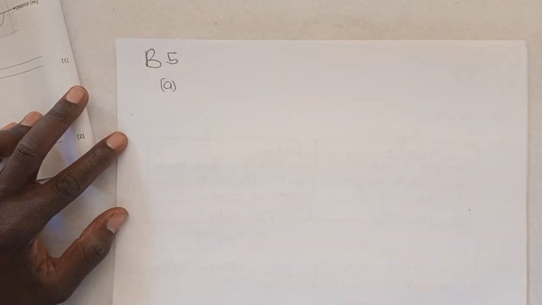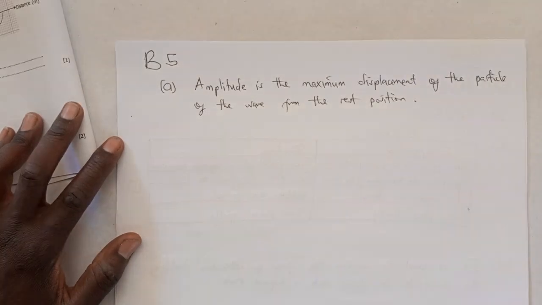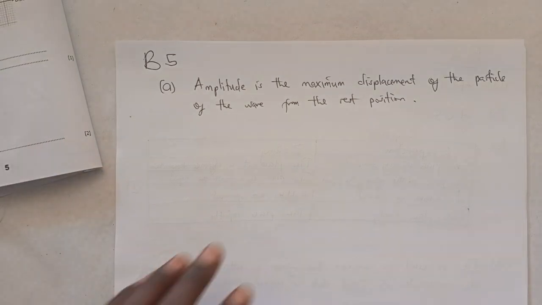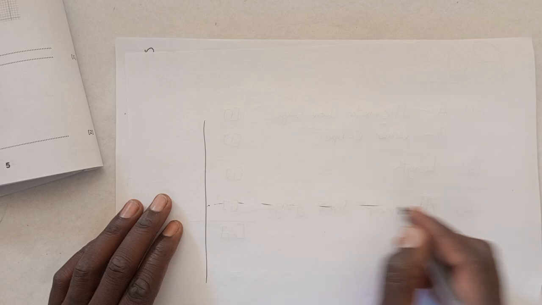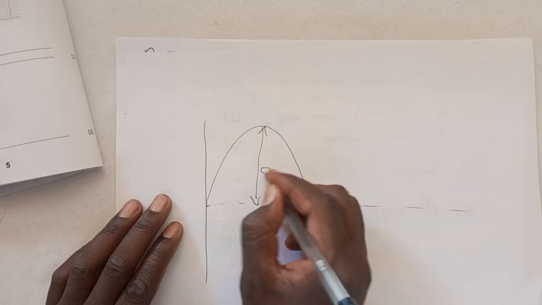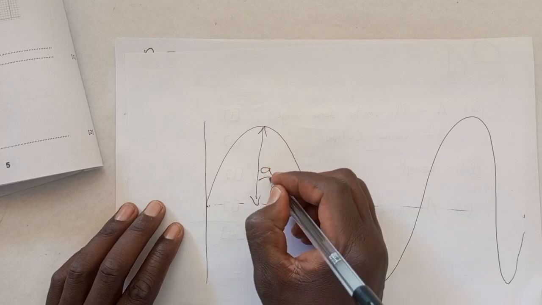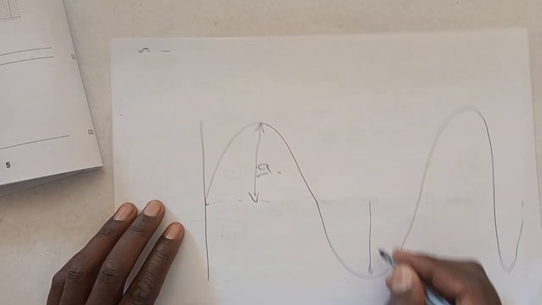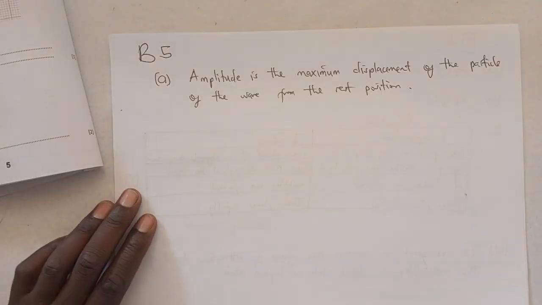So here is the definition. The amplitude is basically the maximum displacement of the wave from its rest position. What it means is this: if this is the resting position, this displacement, this one, is what we are calling the amplitude, the maximum displacement of the wave from its resting position. We move on to B.